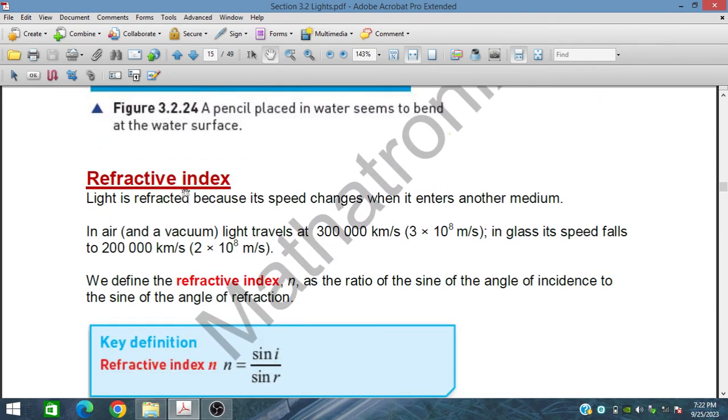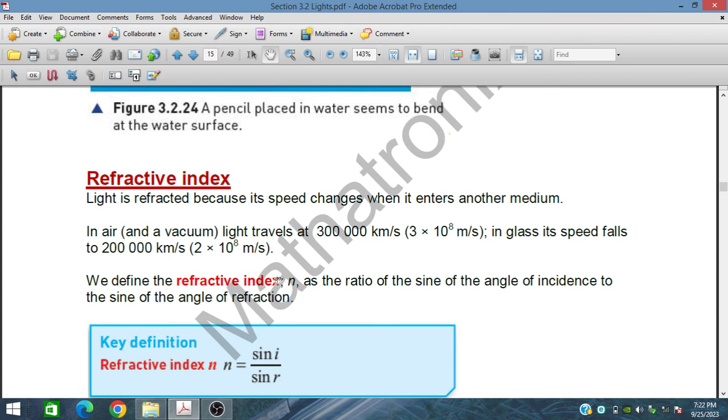Refractive index: light is refracted because its speed changes when it enters another medium. So the speed of light changes from one medium to another. In air or vacuum, light travels at 3 into 10 to the power 8 meters per second, or 300,000 kilometers per second. In glass, its speed falls to 2 into 10 to the power 8 meters per second.